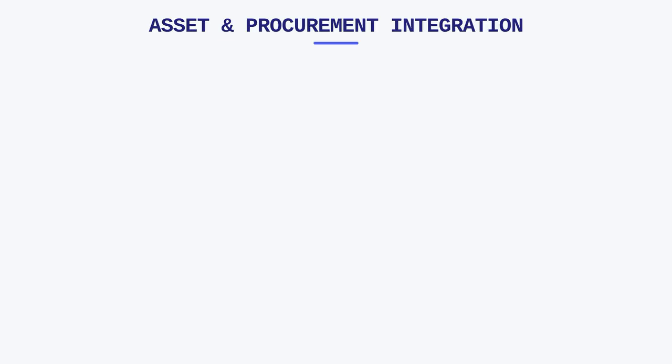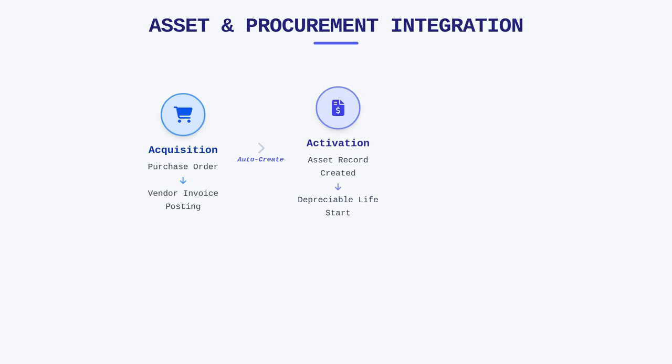The integration between the fixed assets module and the procurement lifecycle is a critical pillar of this functionality. When you acquire a new asset through a purchase order, the system can automatically create the asset record upon the posting of the vendor invoice. This link is vital for maintaining an accurate audit trail, as it bridges the gap between the initial accounts payable entry and the start of the asset's depreciable life.